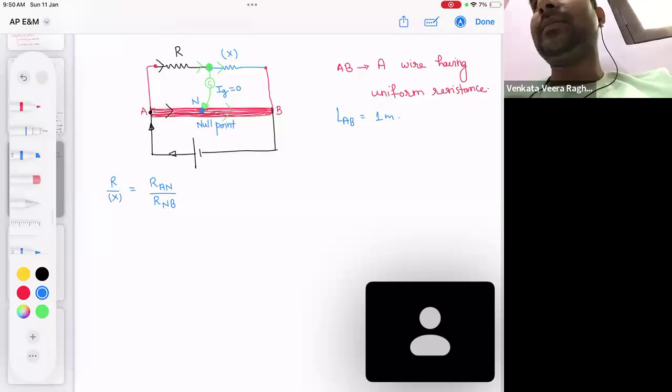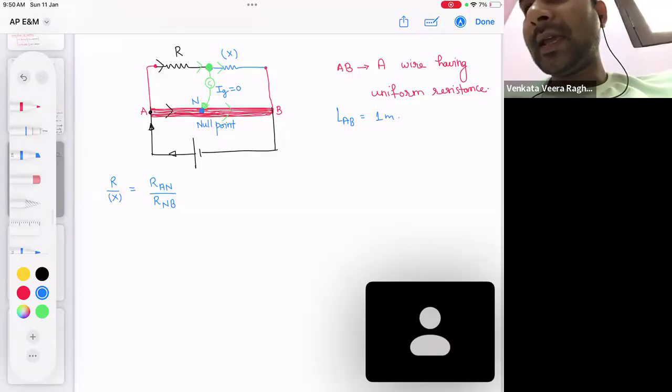That's why this experiment is called the meter bridge experiment, because the length of the AB wire we consider here is 1 meter. Okay, so the length of this wire is 1 meter. So what is the resistance of AN and NB?